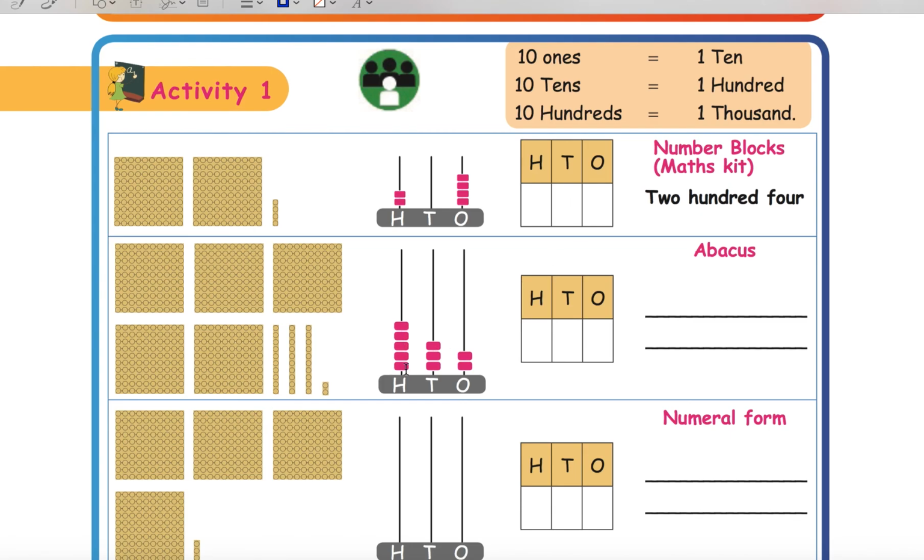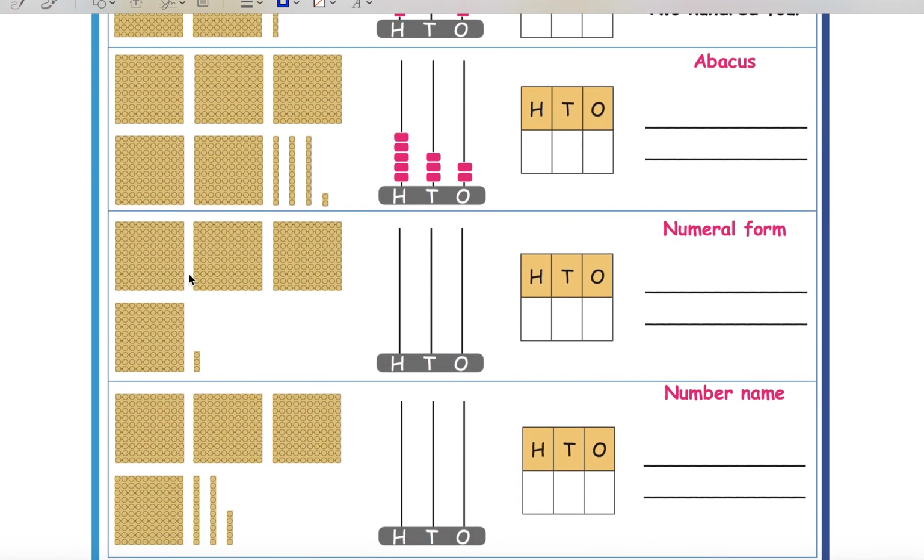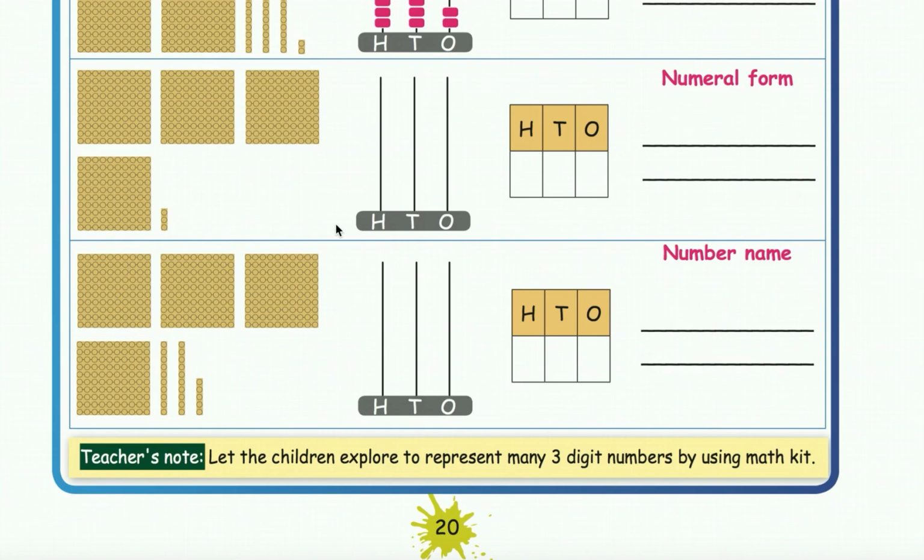Here 1 2 3 4 5. 5 you have to write here, 3 you have to write here, 2 you have to write here. How much does it become? 532. Okay. 1 2 3 4, 400 and 3. 403. Now what you need to do? Here you need to place 4, here 0, here 3. Now you got the idea, right? Here you need to write 4 0 3.